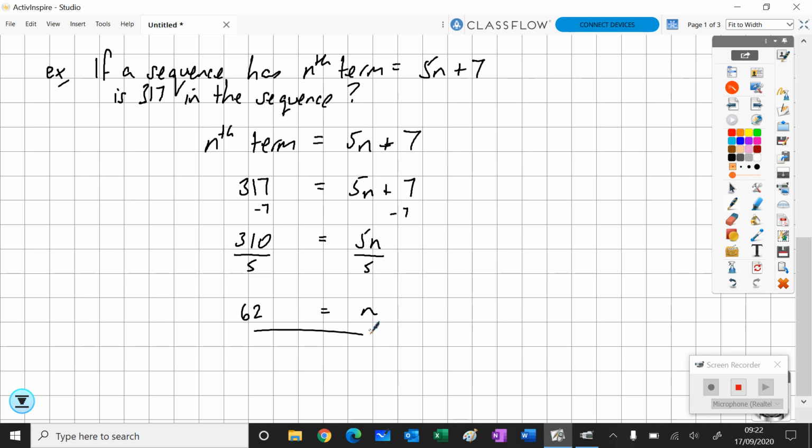And so 317 is in the sequence because we've got a whole number position. If that had come out at, let's say, 62.5, then we would be in between positions in the sequence, in between terms. So 317 is in the sequence. And again, we know that simply because n is a whole number.